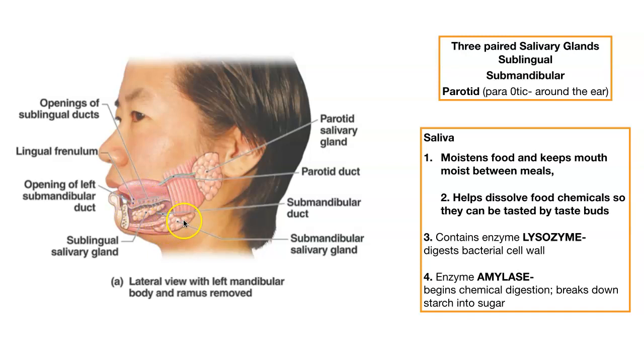And then you have the submandibular salivary glands. And they're right there, here's the mandible right here. And then you have the parotid. Parotid, that actually means para-otic, p-a-r-a. It means around the ear. So this is the biggest salivary gland, and it is next to the ear.